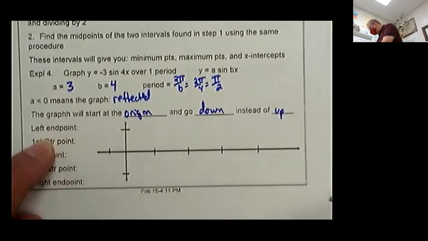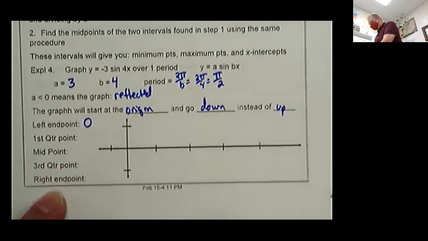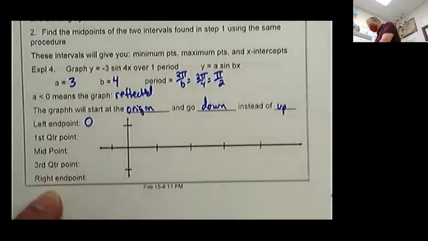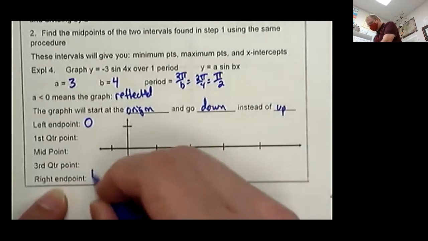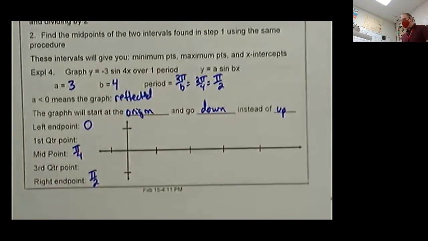Our left endpoint, where are we starting? Well, we're still starting at 0, and pretty much all of these graphs will start at 0 until we get to a phase shift. We're going to end at the right endpoint, and that's our period. That's pi halves. From there, we can figure out our other quarter points. The midpoint, well, what's halfway between 0 and pi halves? That's got to be pi fourths. And then what are the quarter points between those? Well, halfway between 0 and pi fourths has to be pi eighths. And this would be 3 pi eighths.